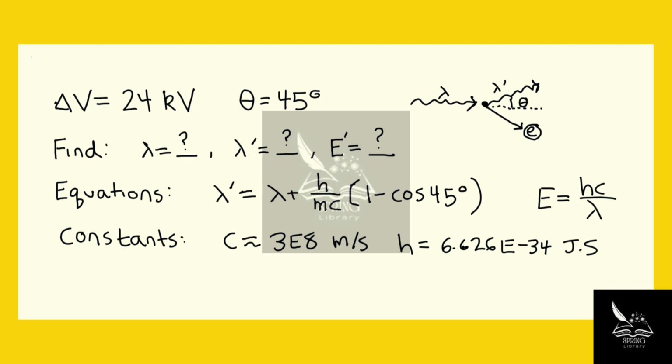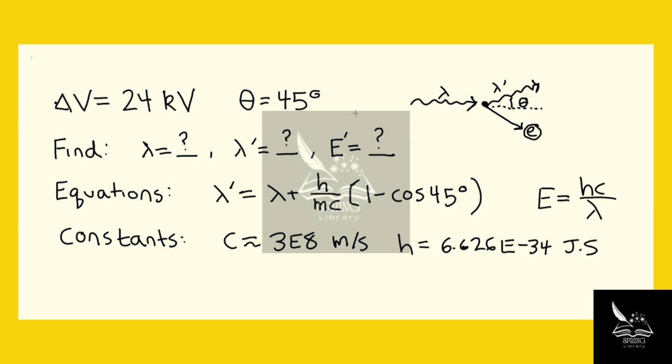Okay. In this problem, we have X-rays being produced by a potential difference, and these X-rays are scattering in a Compton effect, Compton scattering, with a scattering angle of 45 degrees. With this information, we're asked for the original wavelength of these X-rays, the new wavelength of the X-rays after Compton scattering, and the energy of these X-rays after Compton scattering.